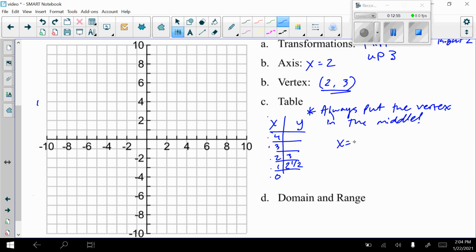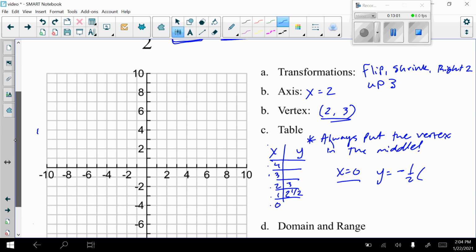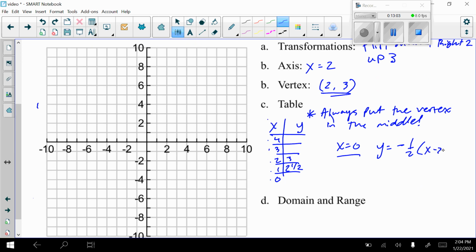So I'm going to plug in 0 for x, and my equation is still the same, -1/2 (x - 2) squared plus 3. Plug in 0 for x. I'm just plugging in my x values from my table to see what my y values are. Okay, so parentheses goes first. 0 minus 2. That's -2 squared plus 3.